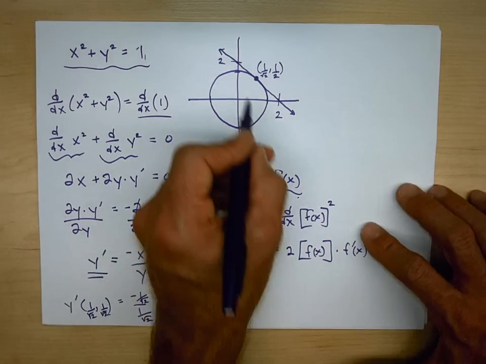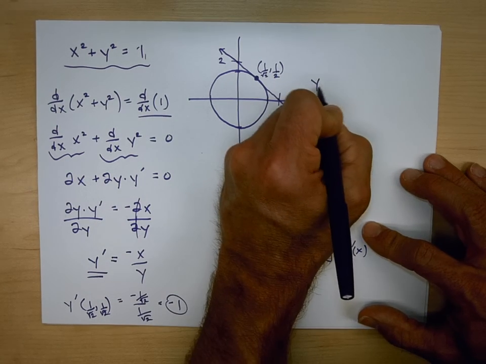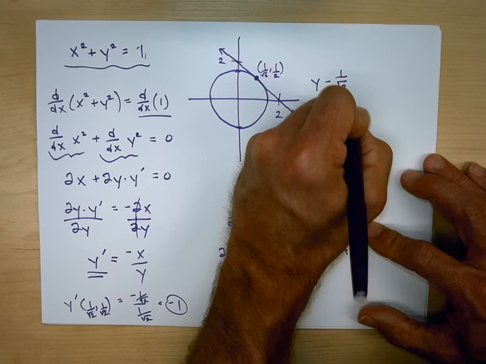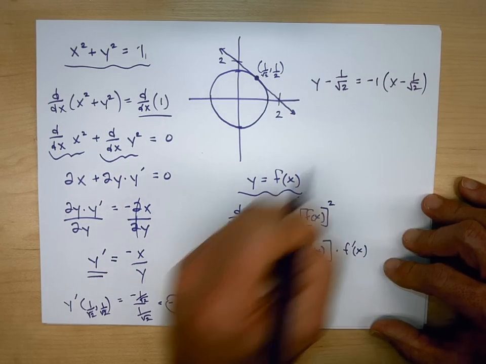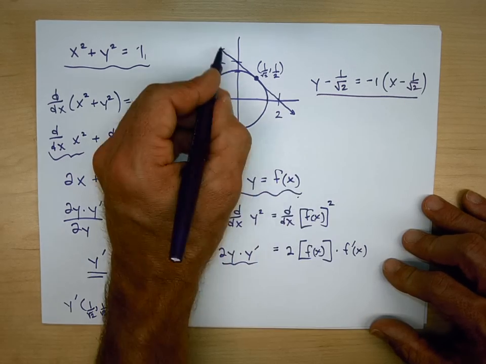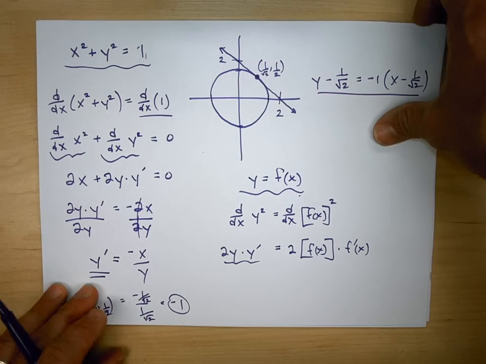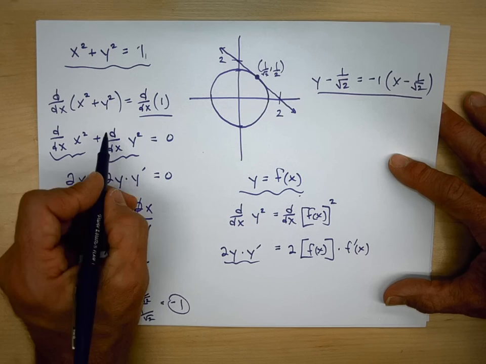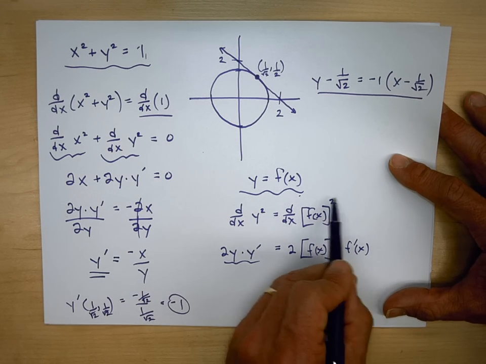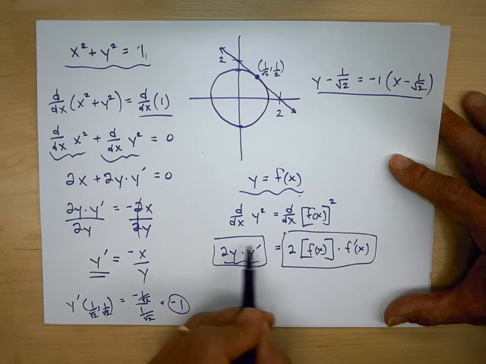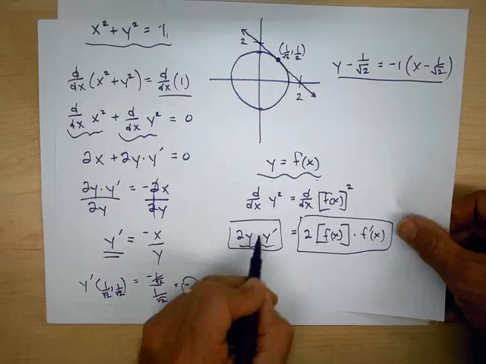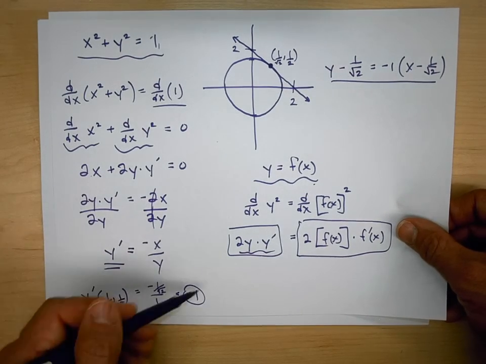So if you wanted to find the equation, now that you know the slope, it would just be y minus 1 over square root of 2 equals negative 1 times x minus 1 over the square root of 2. Not pretty, but that is the equation of this line. Okay, so that's kind of the idea. It's this idea right here, using the chain rule, that is how we solve for y prime. Or at least we find the y prime, and then we plug it back into our equation and we solve. Let's just see another example of that, because that was just kind of an introduction.